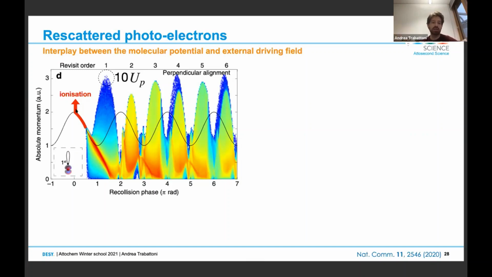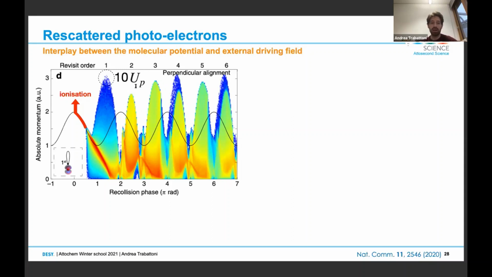So if the electrons are ionized here, the first peak of electrons is at the first return, where the electrons return here and rescatter, and they can reach this 3 atomic unit absolute momentum, which I remind you is equivalent in energy to this expected 10 Up. But then the electrons can also miss the first revisit. They can revisit the parent ion later, because they can be pulled back by the Coulomb potential of the molecule and revisit later, but they will have a lower energy, or even later, and even later. This is the order of revisits.